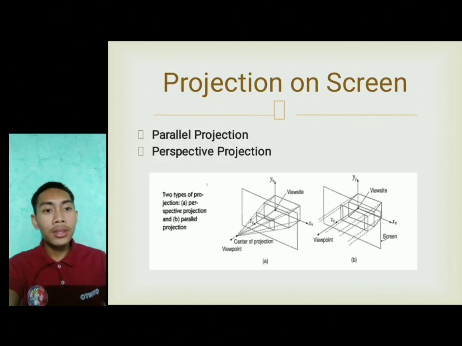Projection on screen. There are two types of projection on a screen. The first is parallel projection. Parallel projection is a kind of projection where the projecting lines emerge parallelly from the polygon surface and then incident parallelly on the plane. In parallel projection, the center of the projection lies at infinity.